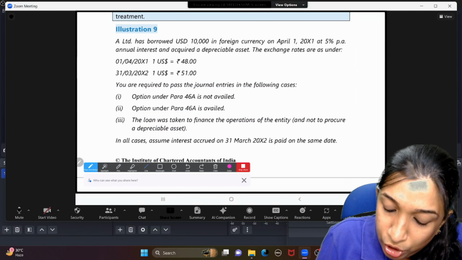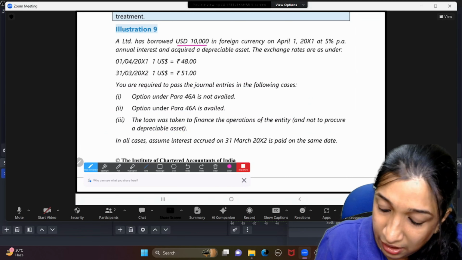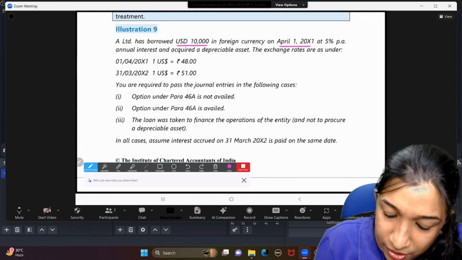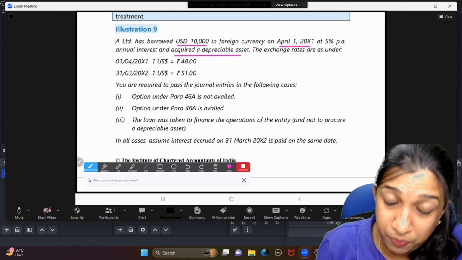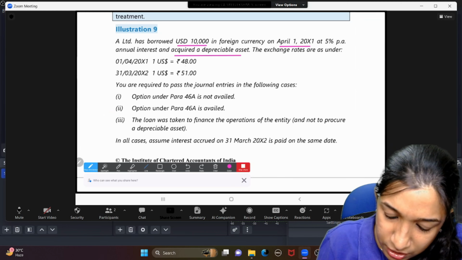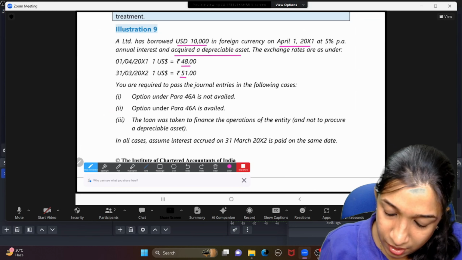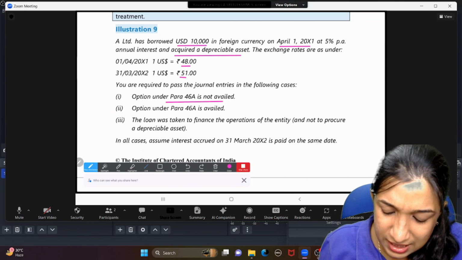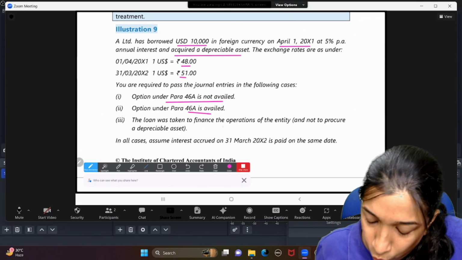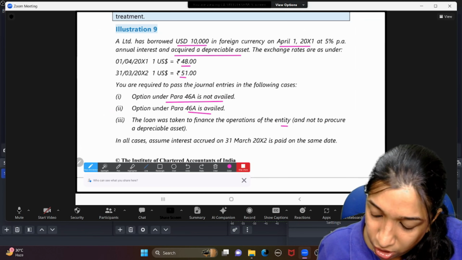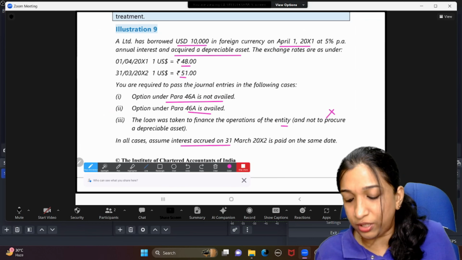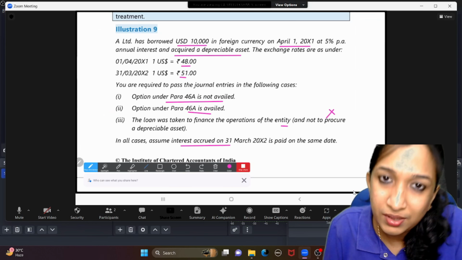A Limited has borrowed US dollar 10,000 in foreign currency on 1st April at 5% per annum annual interest and acquired a depreciable asset. The exchange rates are 48 and 51. You are required to pass journal entry if 46A is not availed, and if 46A is availed. Loan was taken to finance the operations of the entity and not for a depreciable asset. In all cases, assume interest accrued on 31st March is paid on the same date.